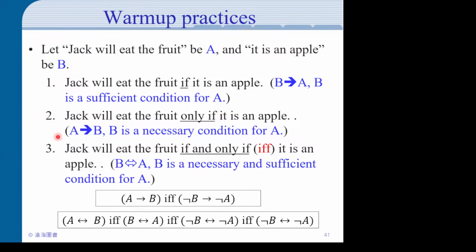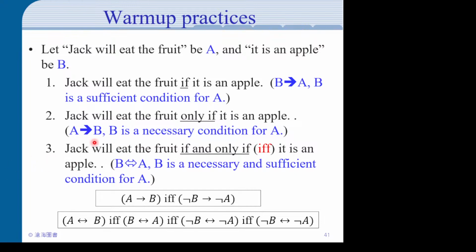And the other one is kind of a reverse of this. Jake will eat the fruit only if it's an apple. That means when Jake eats the fruit, that fruit must be an apple. So the first expression A will imply the second expression B. It means B is the necessary condition for A.